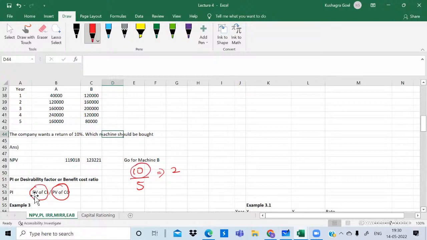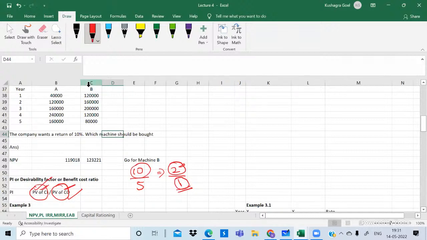Because what is this 10? Present value of cash inflow. What is this 5? Present value of cash outflow. So 2 is nothing but 2 by 1. 1 is nothing but your outflow. 2 is nothing but your inflow. So for every 1 rupee of money that is going out, you will generate 2 rupees that will come in. So you'll have to calculate the profitability index of, let's say, machine A and machine B.